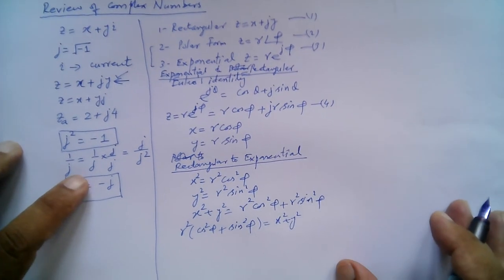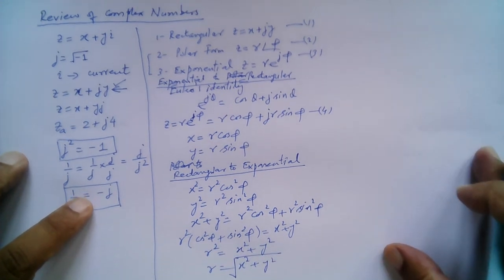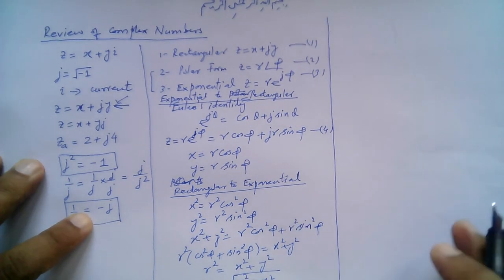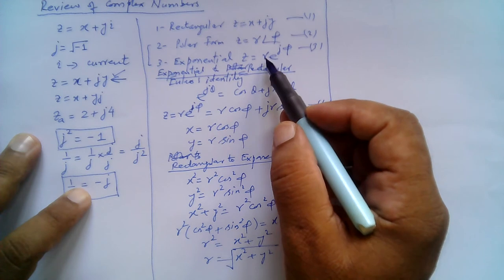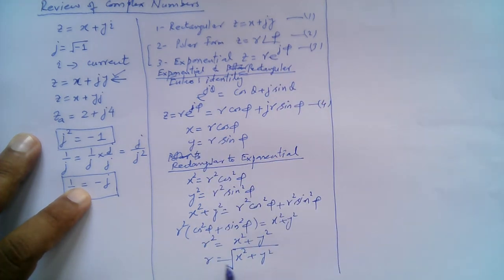So x square plus y square is x square cos square phi plus sine square phi, which is 1. So r square is equal to x square plus y square, and r is equal to the square root of x square plus y square, right? Using this, we have found the value of r, given the values of x and y. In other words, r is expressed in terms of x and y.